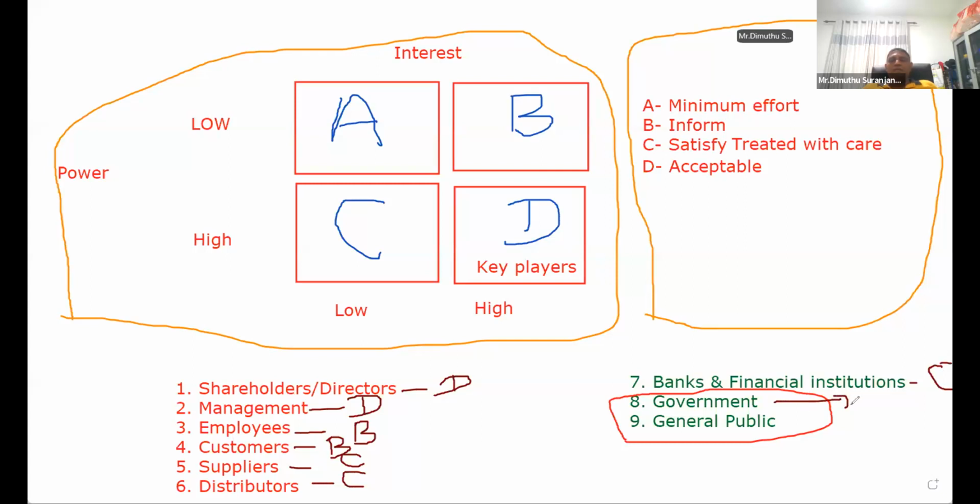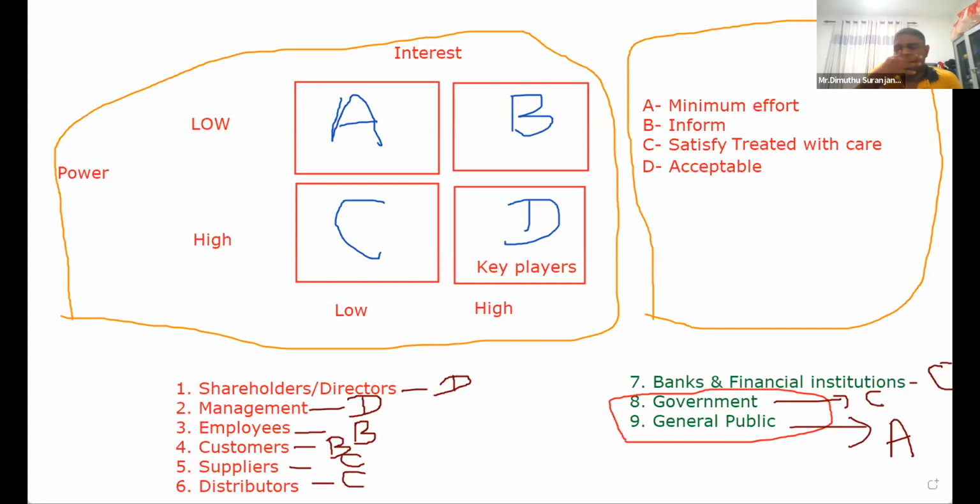Government always comes under C, no? Their interest is normally low regarding one entity, but their power is high. General public, what do you think? Interest is low, normally individual persons, power is also low. Are there any comments from your end? That's the way I categorize them. Do you have any comments on this? Or any different viewpoint? It depends on your argument, guys.